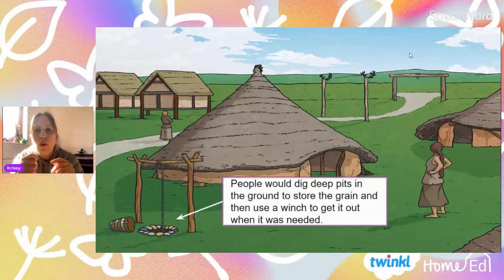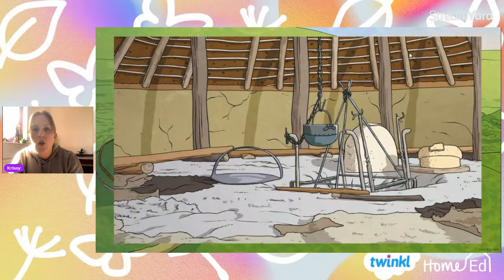And then you would use a winch. It looks a bit like a well, doesn't it? But you would use a winch. So you'd turn your stick, and it would scoop up if you had a bucket or a pot of some description, and you would be able to get out your grain.